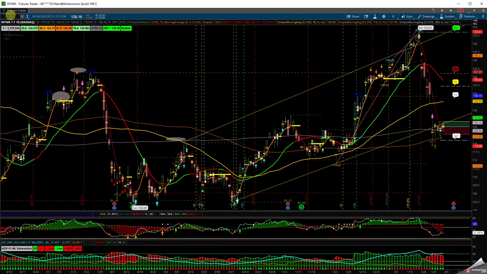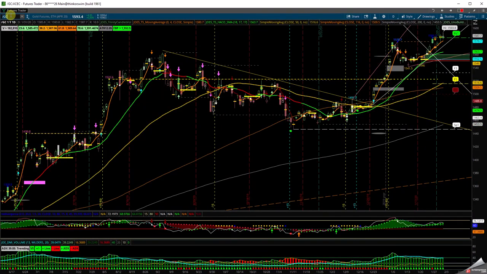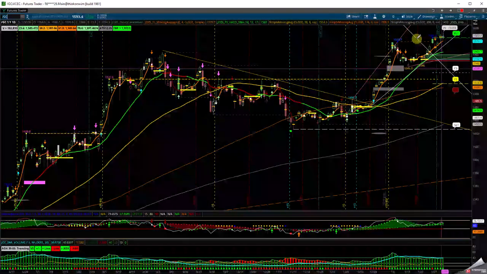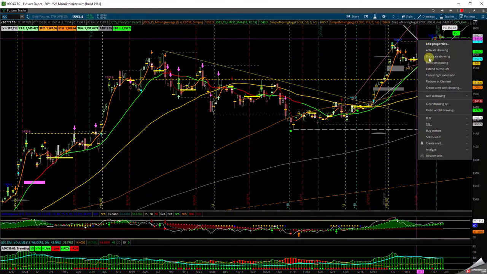Let's take a look at GC Gold. This is something that I really realized on Friday when the market sold off very harshly because of the impeachment and the coronavirus. Gold didn't react much. It's still in this up channel. If we finally broke this channel here, which I no longer need, remove drawing.